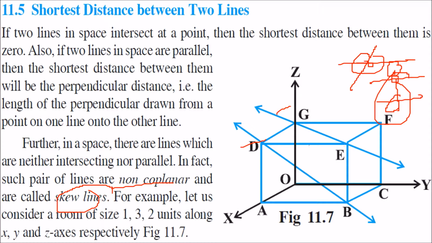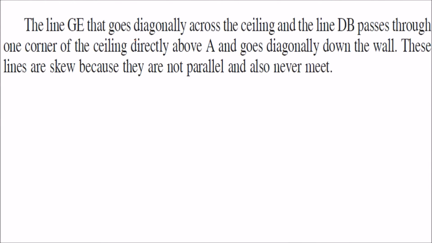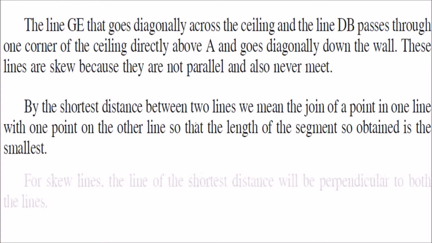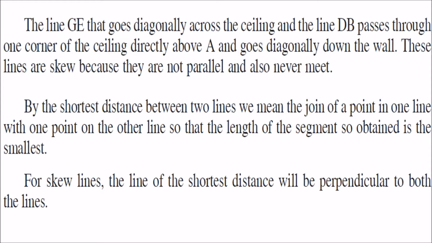Just consider this room. Say it has some size, and we have these axes X, Y, Z. So just join these two points. Just join these two points. They are neither parallel, nor will they ever intersect. This is what I wanted to say. So these are skew lines.